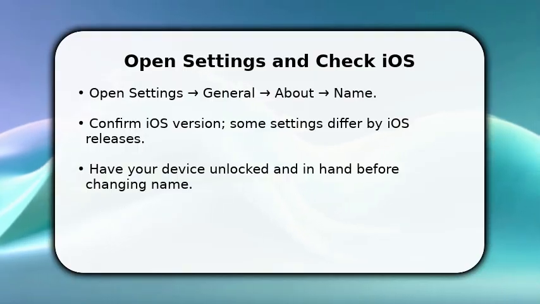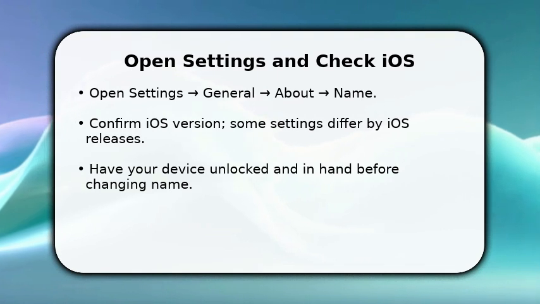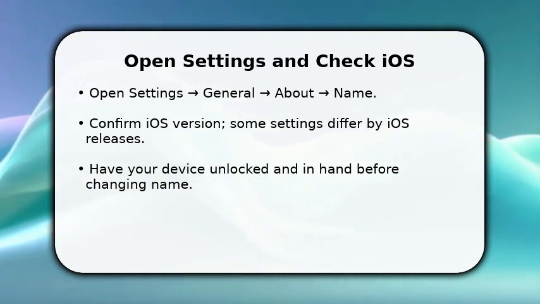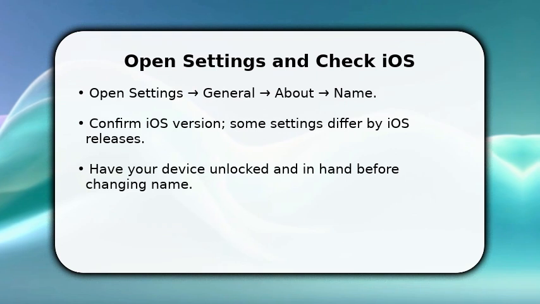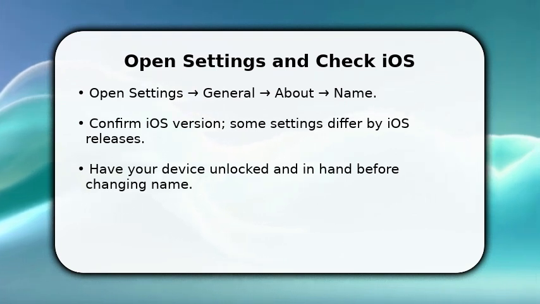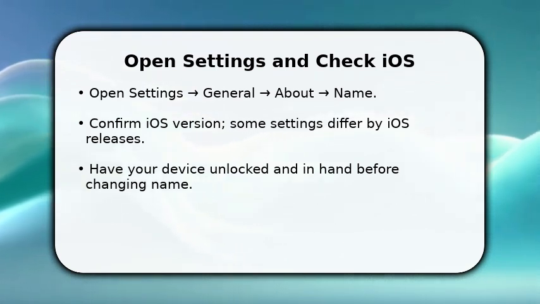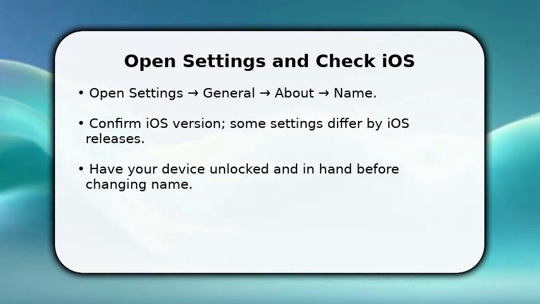You start by opening Settings and going to General, About, then Name. That field controls your hotspot label. You do this because Personal Hotspot broadcasts the device name, not a separate hotspot label. Once done, tap the Name field and type the new hotspot name you want.